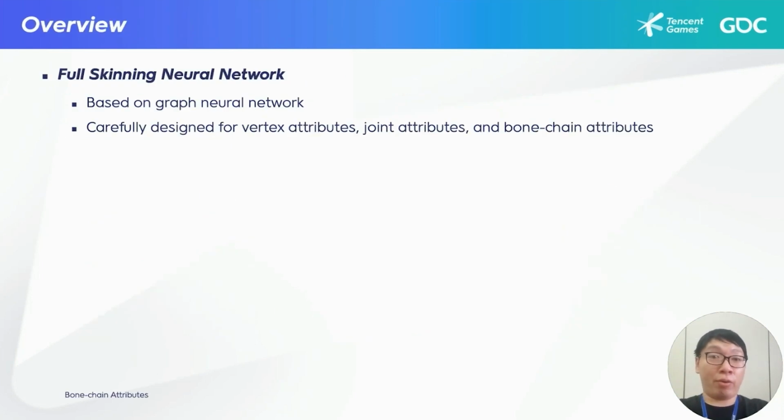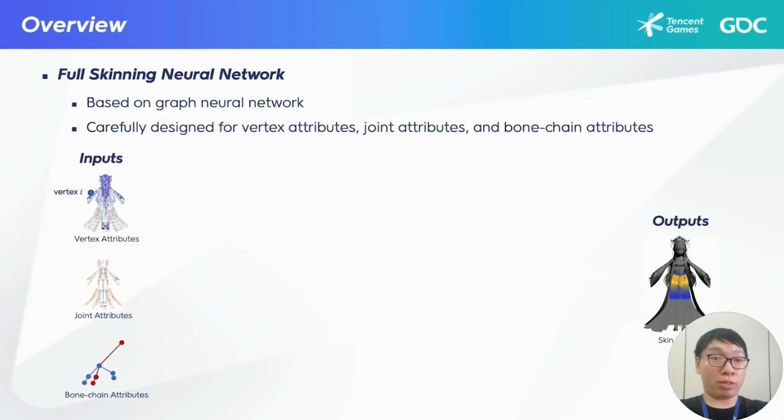We developed a neural network that accurately models the skinning process. It uses a graph neural network, which can handle unstructured data, such as characters with varying numbers of vertices and joints. It takes 3 inputs: vertex attributes, skeleton attributes, and bone chain attributes. The outputs are skin weights.